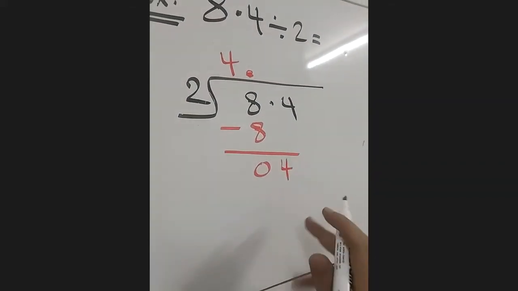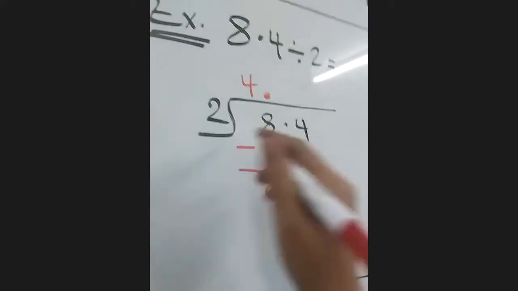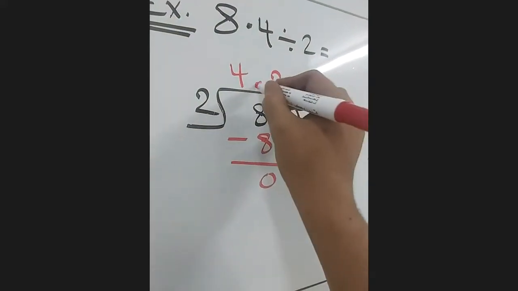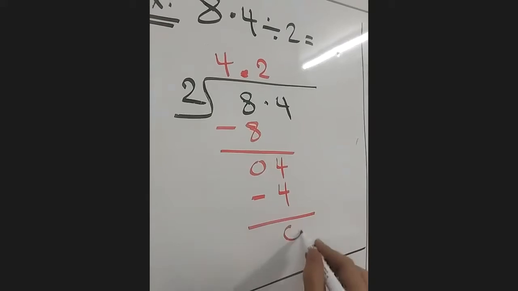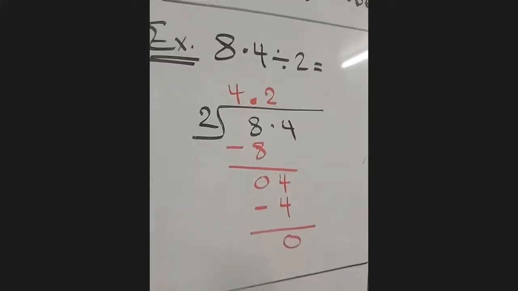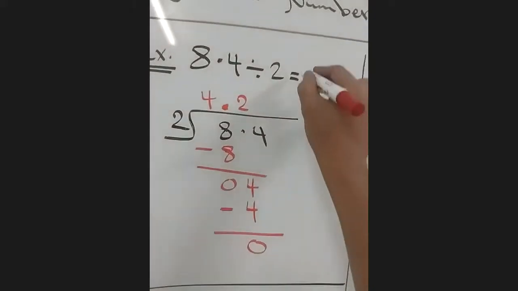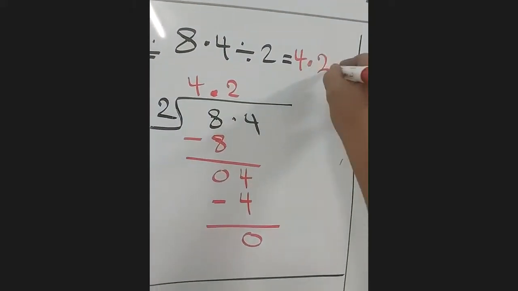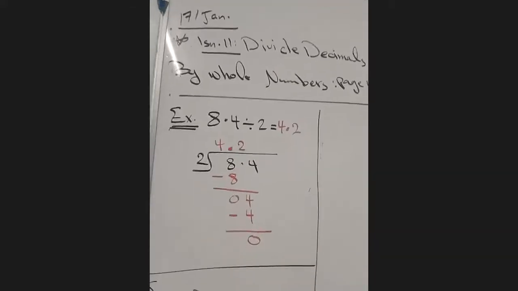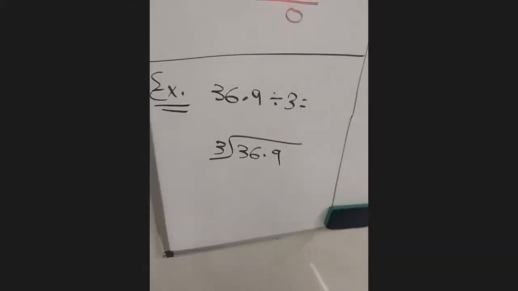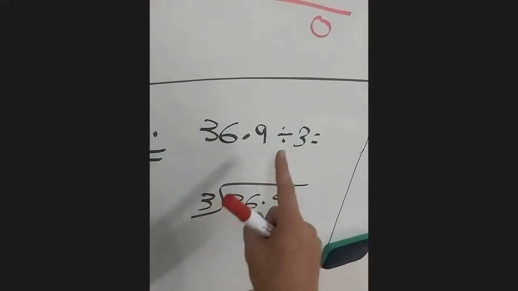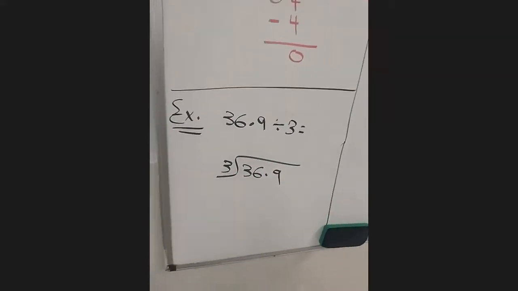Now we'll do the same steps. 4 divided by 2 is 2. 2 multiplied by 2 is 4. Subtract, 0. So the answer here is 4.2. 4.2. This is the first example. The second example here, for example, we have 36.9 divided by 3.